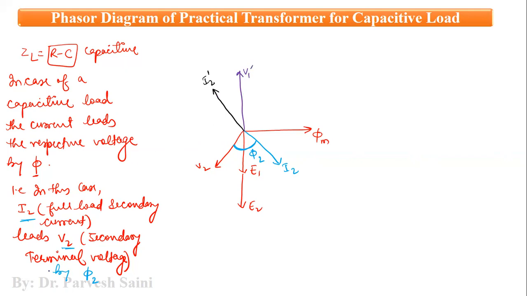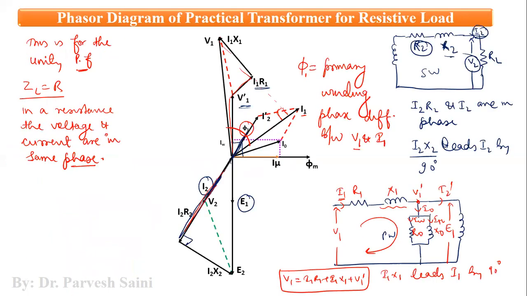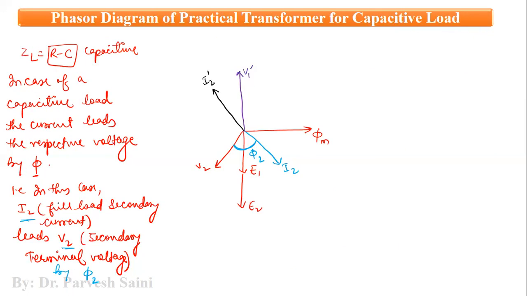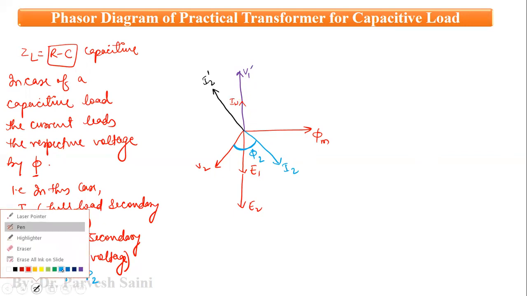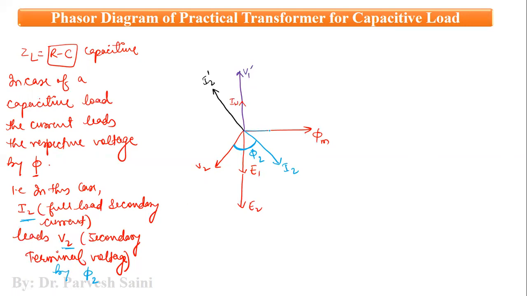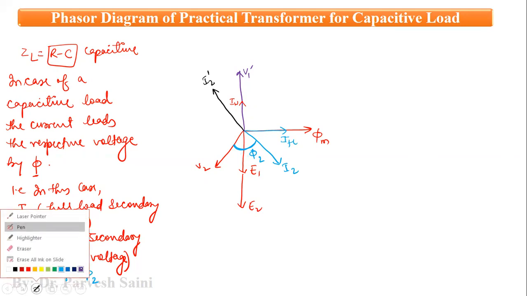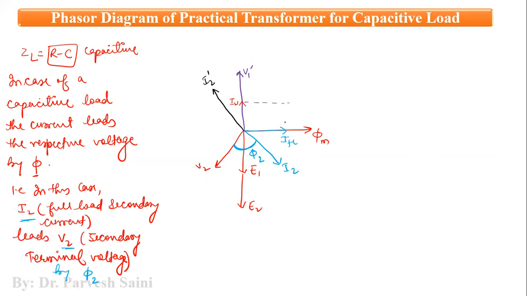Now if you see the primary side of the transformer, the voltage across R node, the core parameter, is V1 dash, and voltage across X node also is V1 dash. So current through R node is IW, current through X node is I mu. So let us draw. IW is in same phase with V1 dash, right? And I mu is 90-degree lagging the V1 dash. So this is I mu. Okay. So the resultant of these two is I naught. Resultant of I mu and IW is I naught.